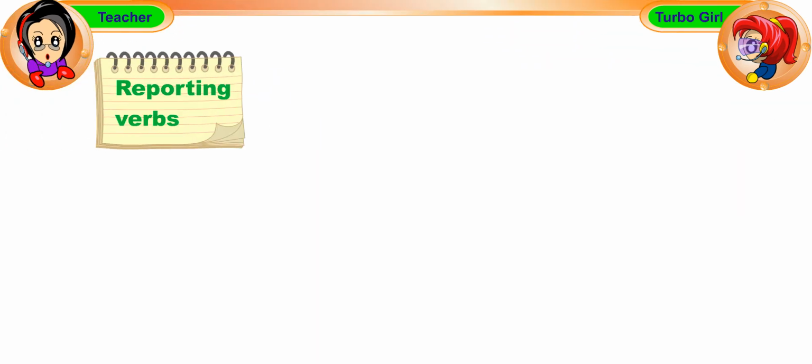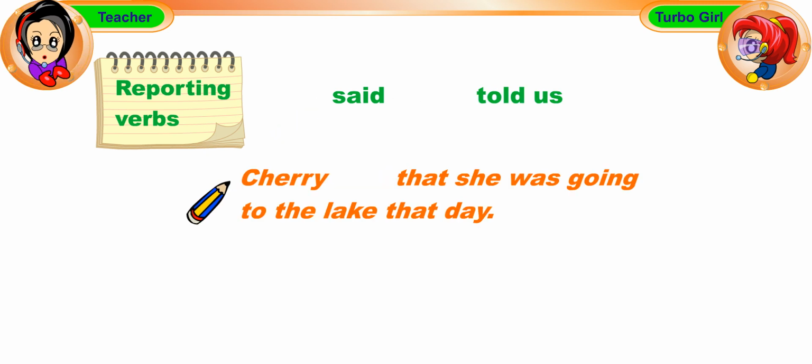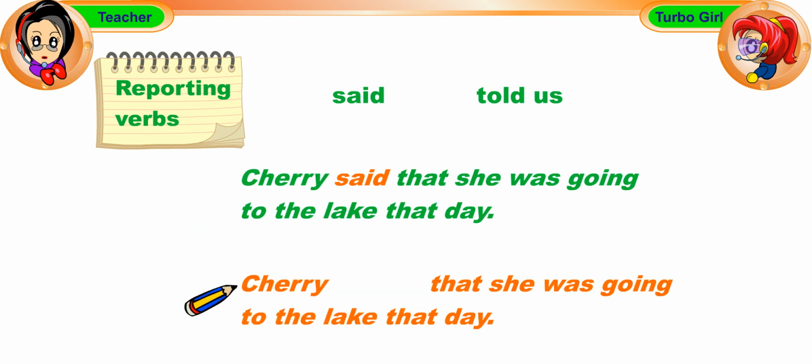1. Reporting verbs. We usually use a reporting verb such as said or told us in the past tense. For example, Cherry said that she was going to the lake that day, or Cherry told us that she was going to the lake that day.